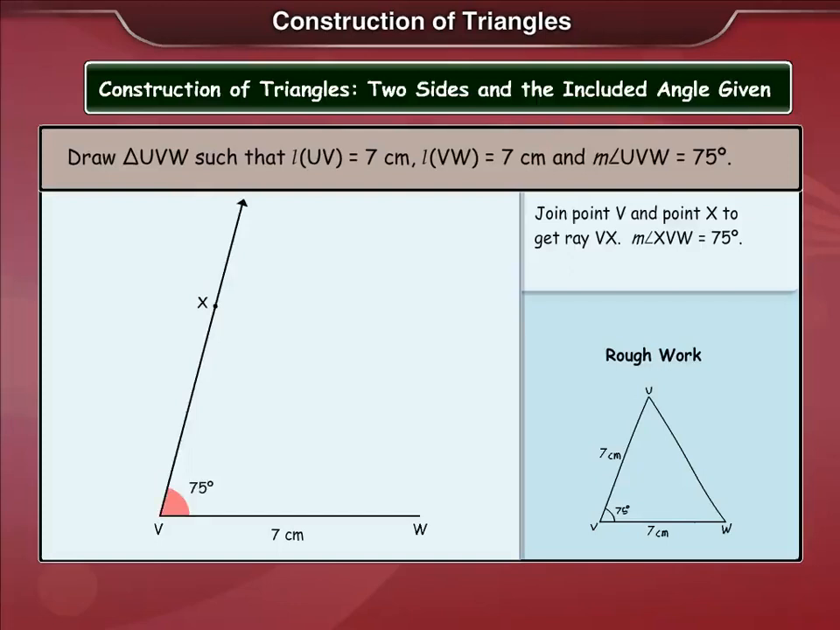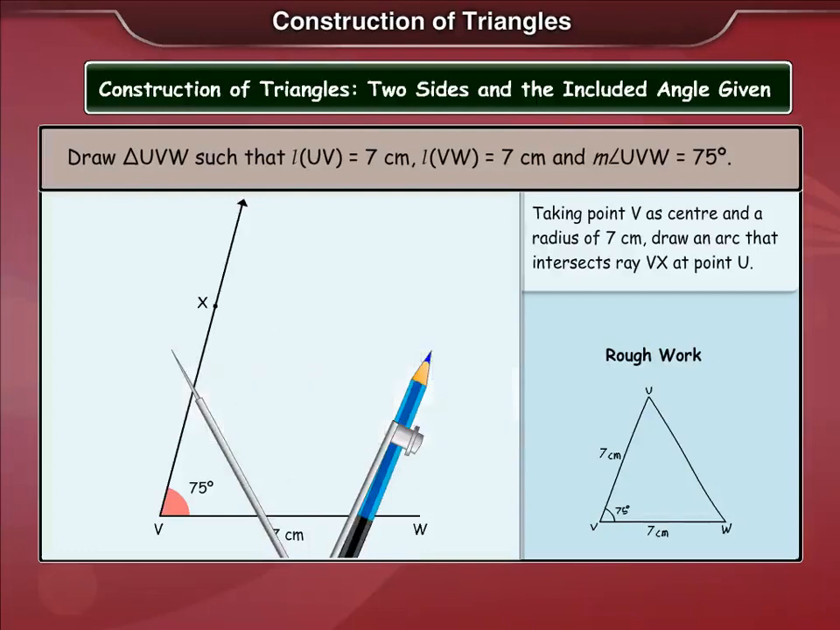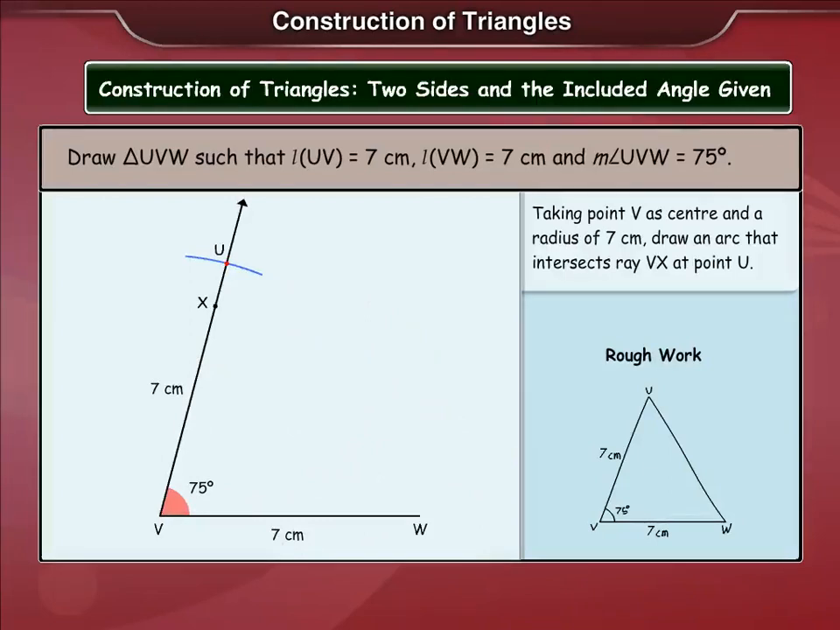Good. Let me see how you have constructed it. First, you have drawn segment VW of the given measure. Then, placing the protractor at point V on segment VW, you have drawn ray VX measuring angle of 75 degree.